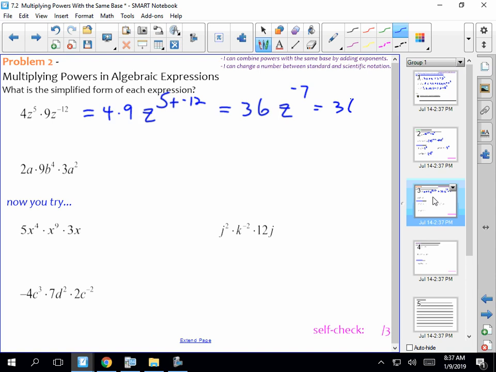So this is 36 over z to the positive 7th. And only the z moves. The 36 stays on the top. Because what's the power on the 36? To 1. Yeah, and that's positive, so it stays.